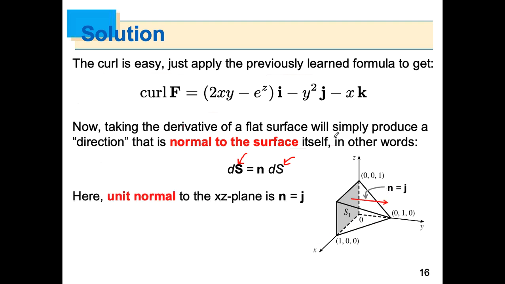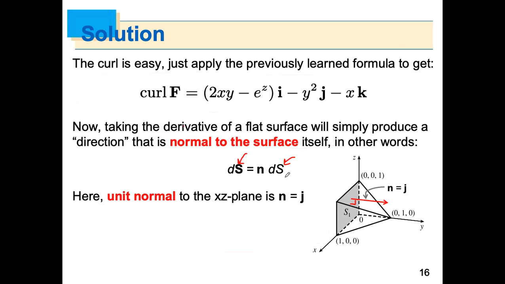In this case, what is normal to the xz plane? Well, the normal to the xz plane is simply just the positive y direction. Notice how this is perpendicular to the xz plane. In this case, it happens to be our vector j, which is a very familiar vector. Okay? And then now, what do we do?